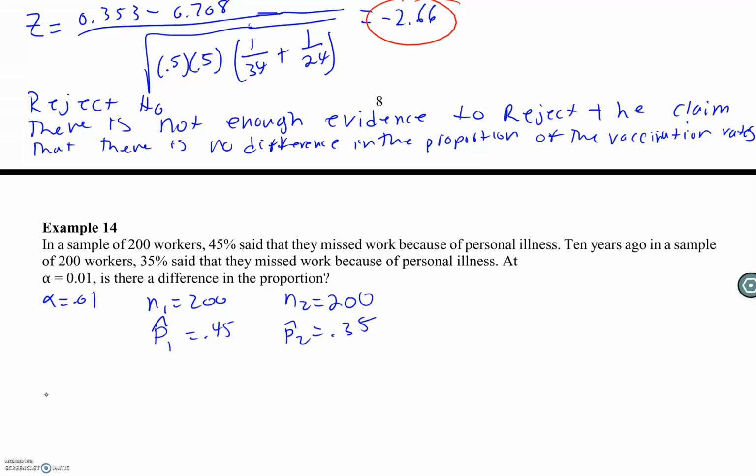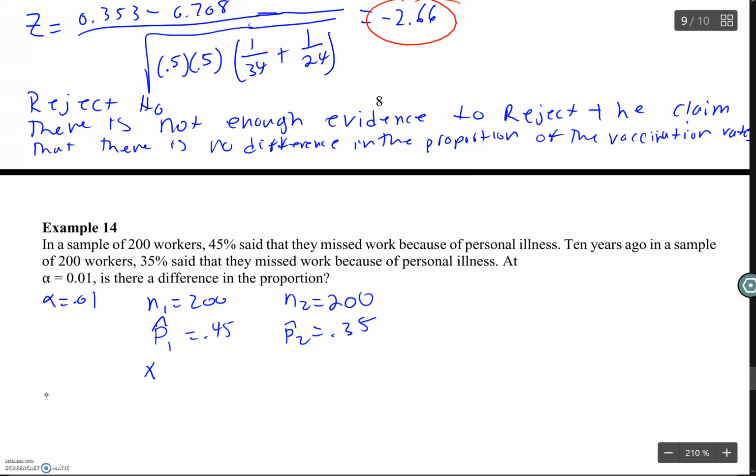Now, our calculator is going to want X. So how do I find X1 and X2? N times P. So 200 times 0.45, and 200 times 0.35. And I heard 90 and 70. Do we all agree?